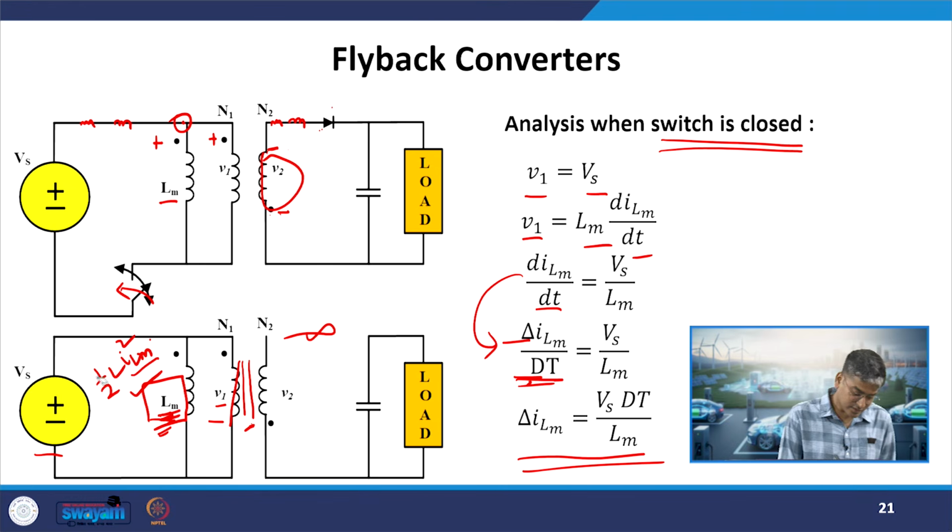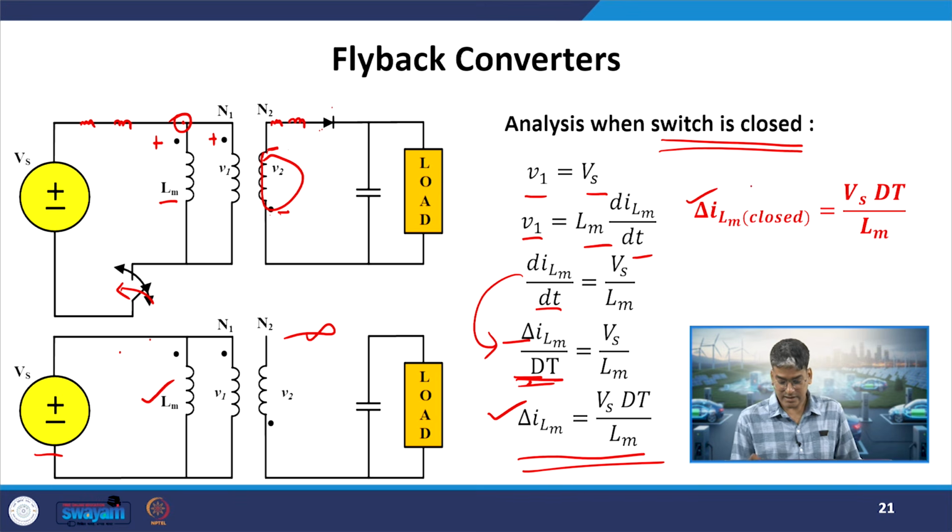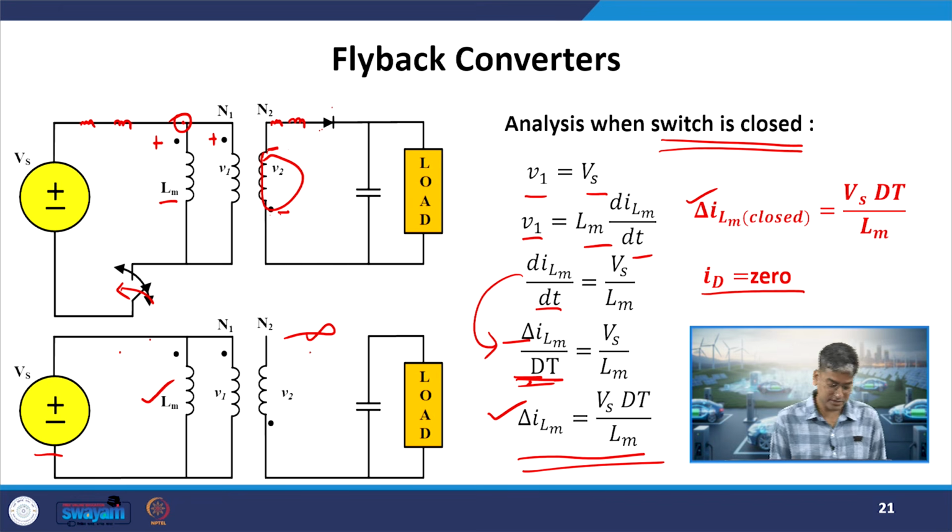Okay. Coming back to our discussion. Here, for simplicity, we are just considering the Lm component; other loss components of the transformer are neglected. So, when the switch is closed, I have found out that it will be storing an energy, delta I Lm, which will be equal to Vs dt by Lm. Now, delta I Lm when the switch is closed is given by this, and what is the diode current? It is 0 because it is in the open circuit mode, or it is providing infinite resistance. So, the current through this path will be 0.